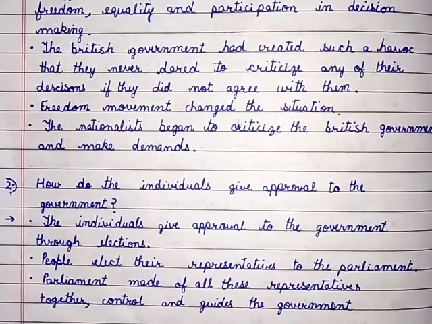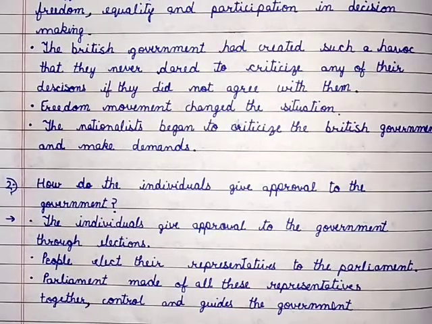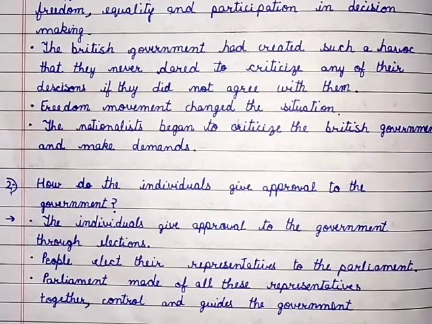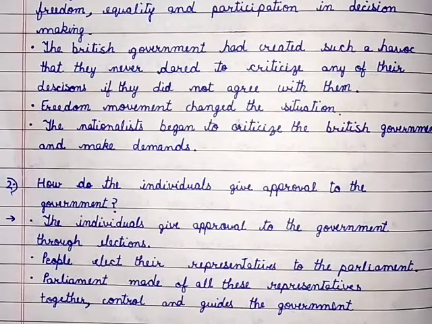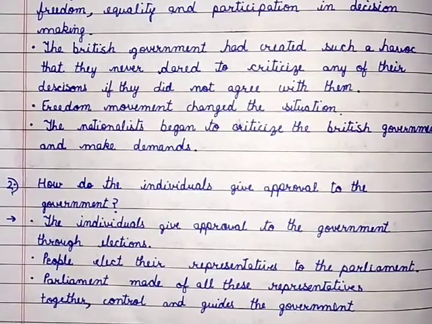Question number 2. How do the individuals give approval to the government? Answer. The individuals gave approval to the government through elections. People elect the representatives to the parliament. Parliament made all these representatives together control and guides the government.